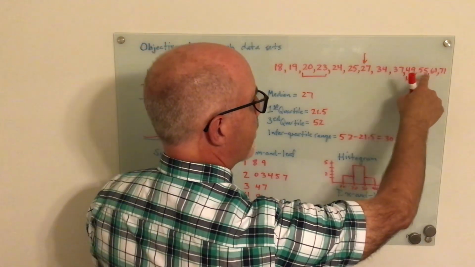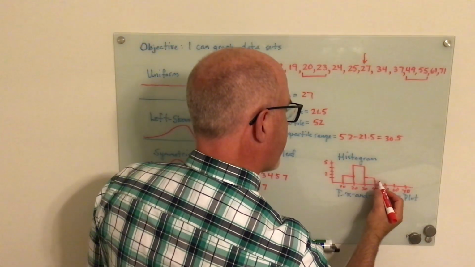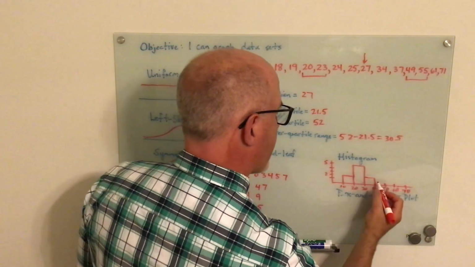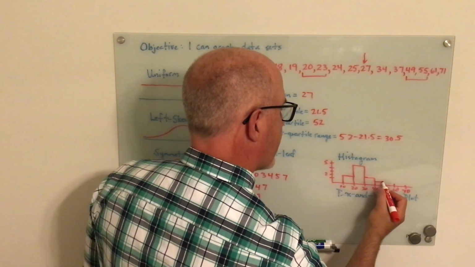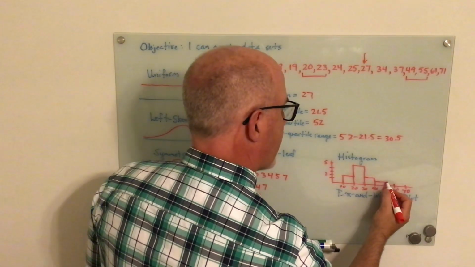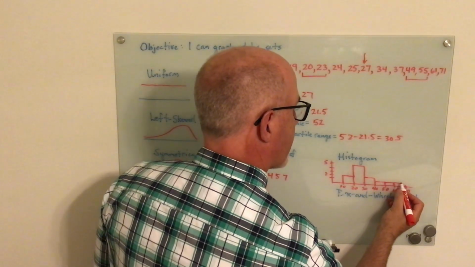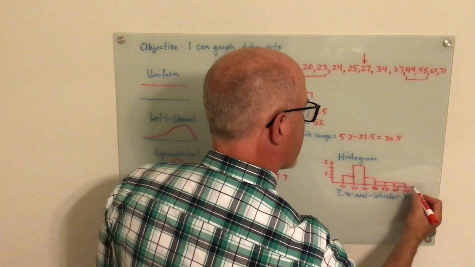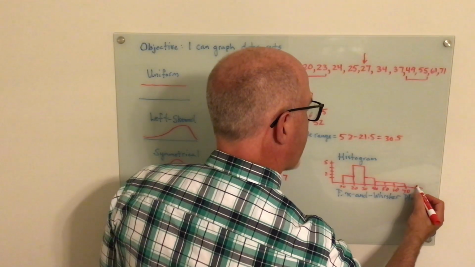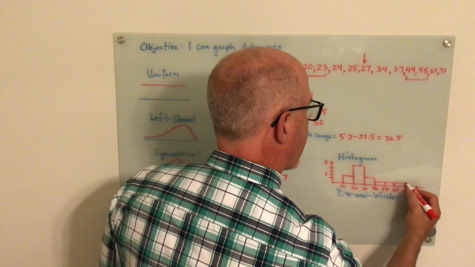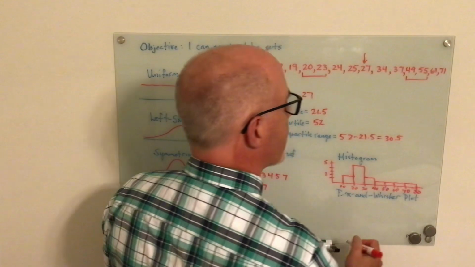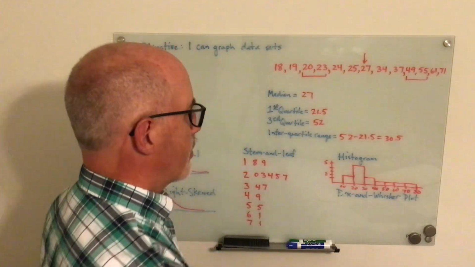And then in the 40s, we have 1 of them. For 50s, we have 1 of them. And for the 60s, we have 1 of them. And between 70 and 80, so we need to go all the way out here to 80, we've got another 1 here. Okay, so 1, 2, 3, 4.